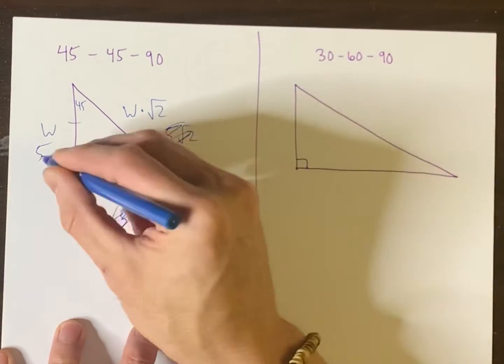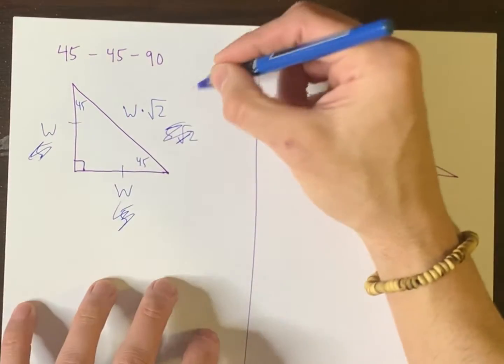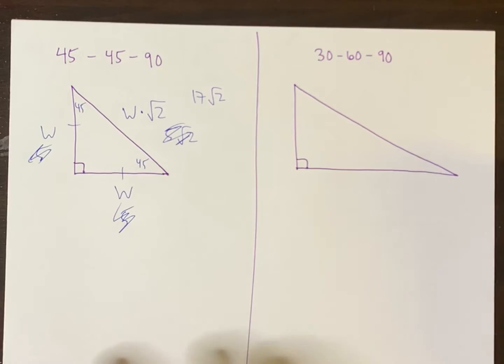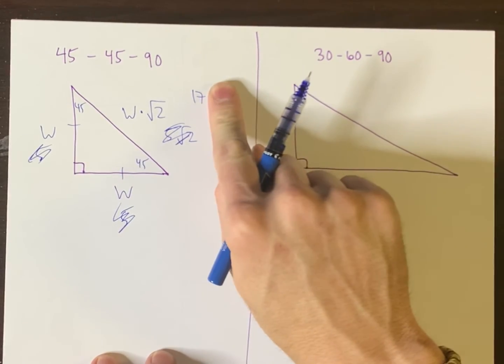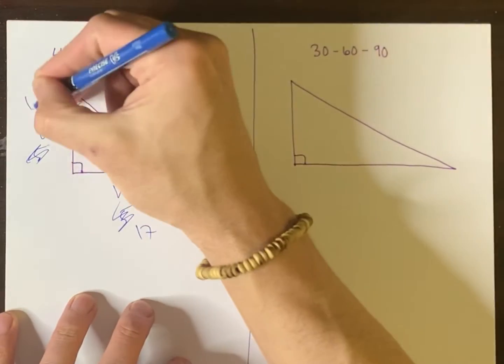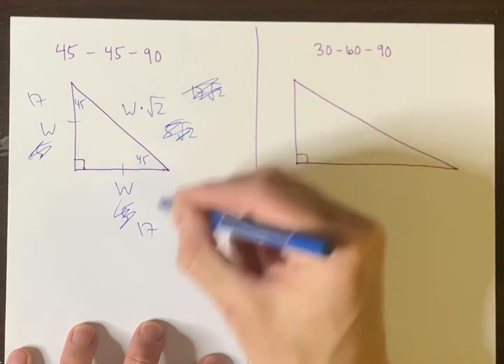How about backwards? What if the hypotenuse is given to you? They say it's like 17 square root 2 or something like that. Then what you can do is remove the square root 2, block it out, and whatever is left over represents the two legs, in this case, 17 apiece. See what I'm saying? So keep that in mind.